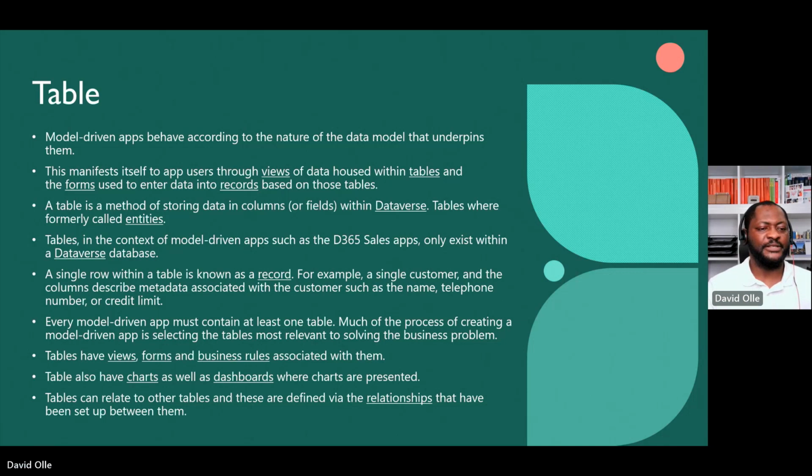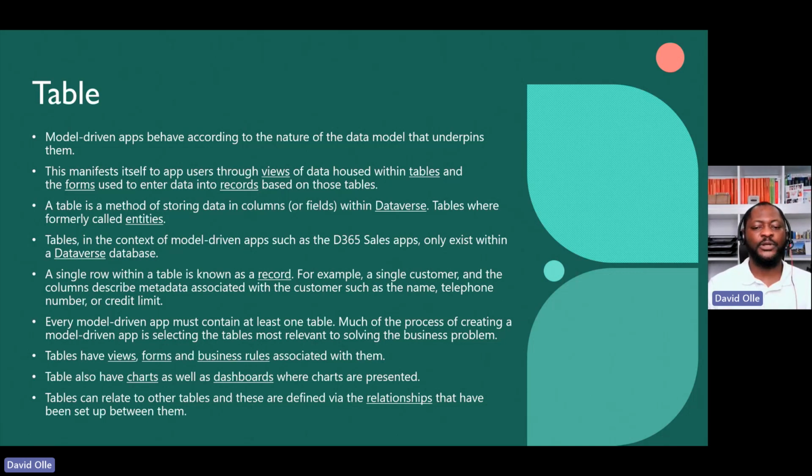Yeah, and it stores your data, your applications, your solutions, and the likes. So a single row within the table is known as a record, right? For example, a single customer will have a name, a telephone number, a credit limit, that sort of stuff that would define an individual record, right? Every model-driven application will contain at least one table.